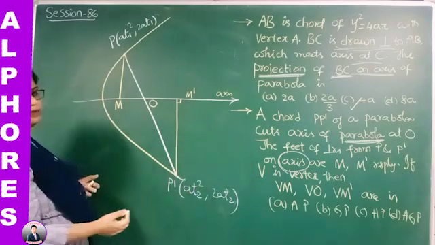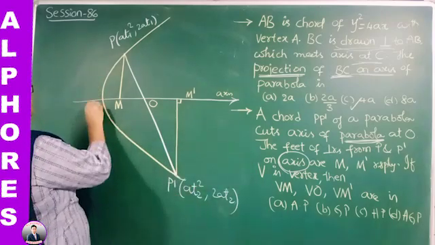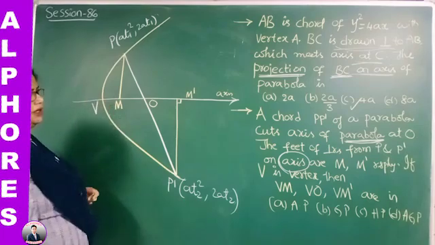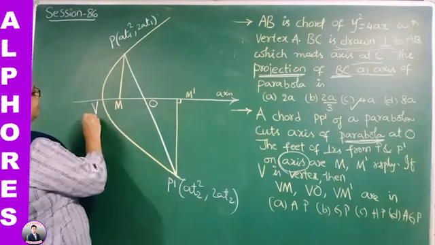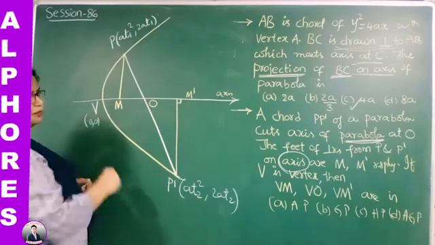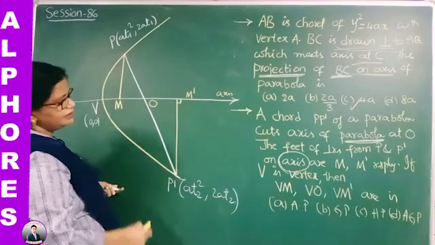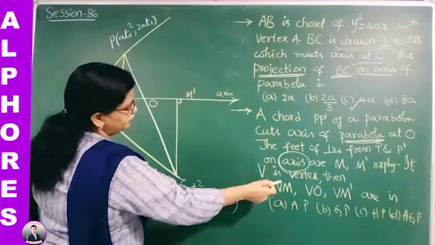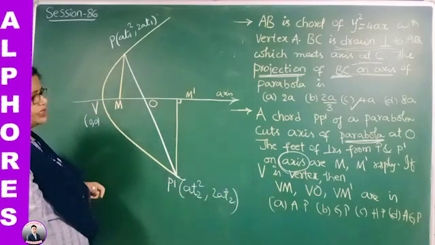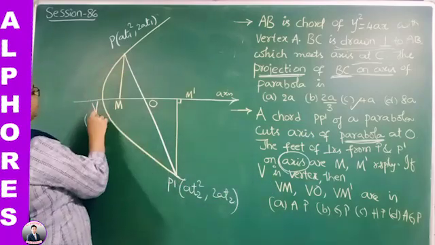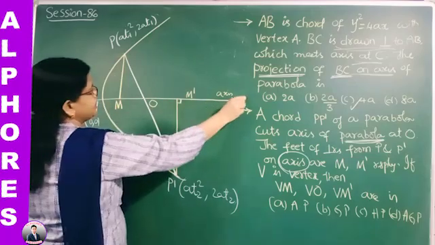Now they are asking again, they said V is the vertex. In general we take A, but here they mentioned V is the vertex, and you know for this parabola the vertex is nothing but (0, 0). So V is the vertex of the parabola. And now the question is about VM, VO and VM dash. Now this is the origin, moreover this is our x-axis.